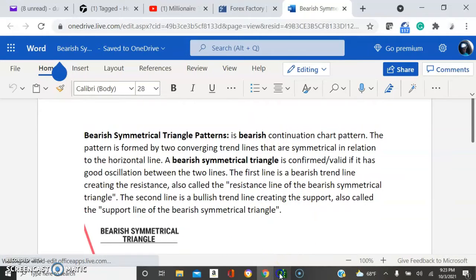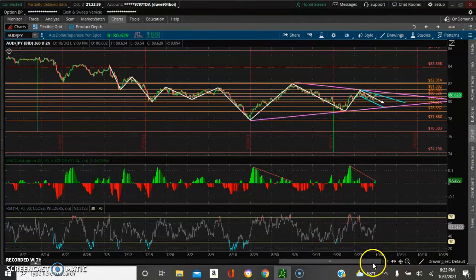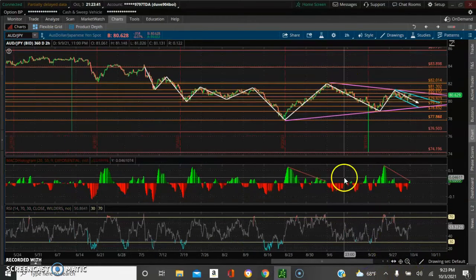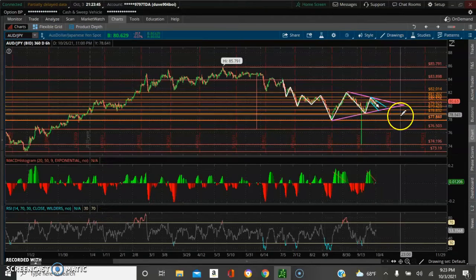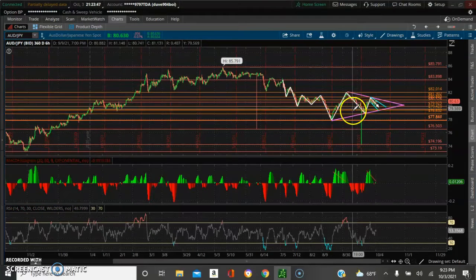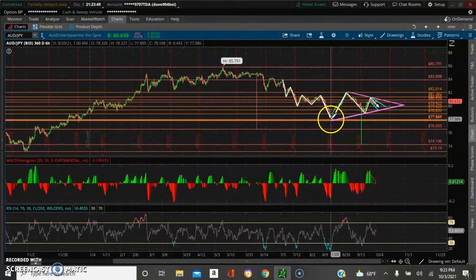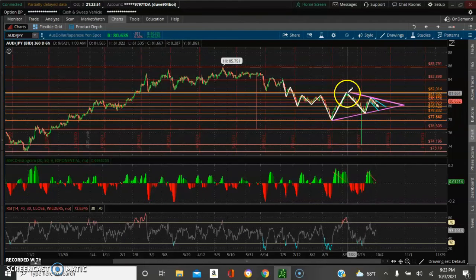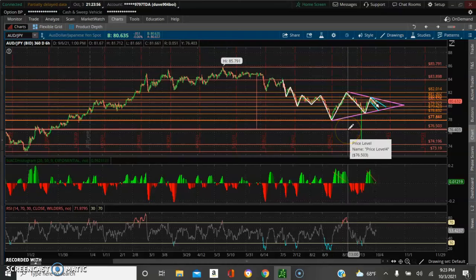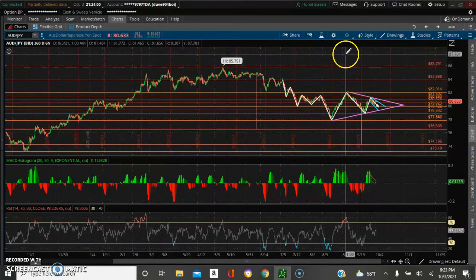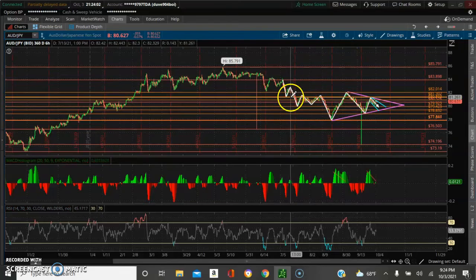So we're gonna go back to the charts and what we have here. Let's see if I can shrink this up for you guys. Let me put it on the 6 hour, and there we go. We have one forming right here. It's oscillating here, but it's also coming down. So this could be a bearish symmetrical triangle pattern. You see it's coming off a bearish run here.